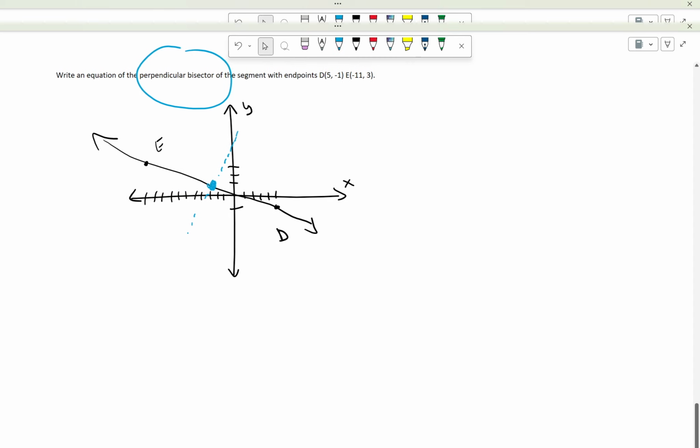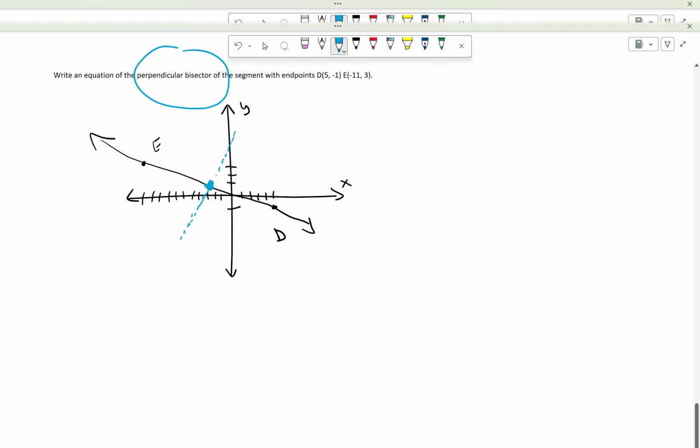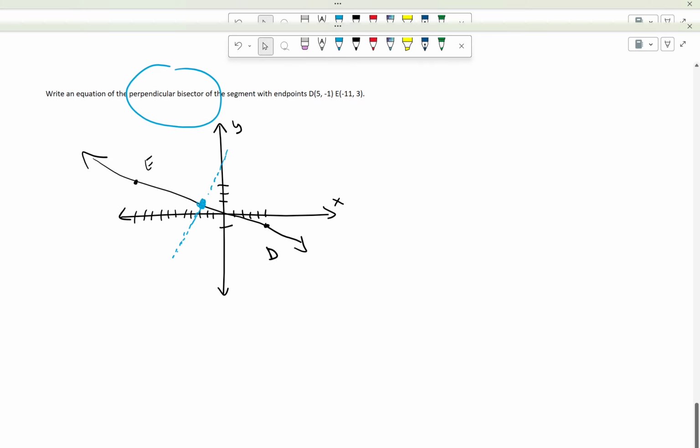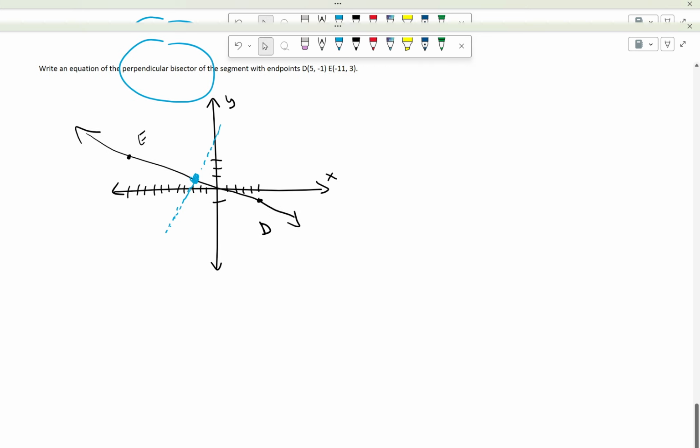There we go. We see it's a perpendicular bisector. Well, two things should come out, right? This is going to be the midpoint, so we're going to have to calculate there. And then if it's perpendicular, we're going to have to calculate slope. All right, so we need an equation for a line that's going to be this line.